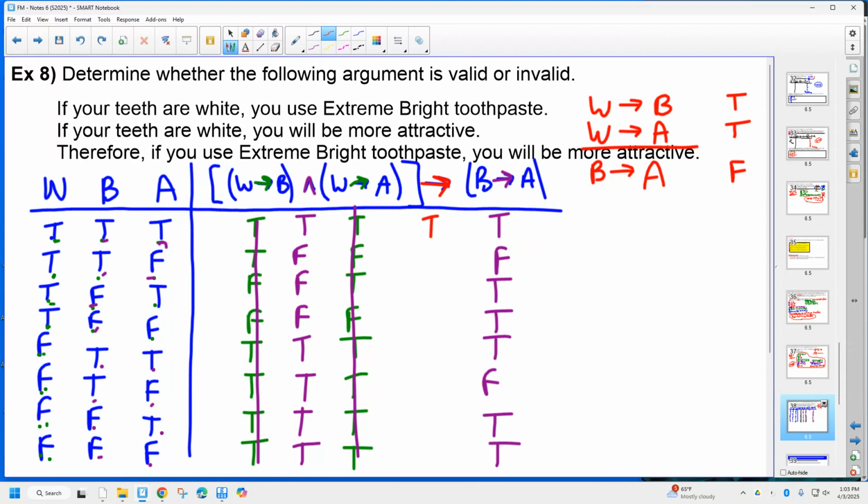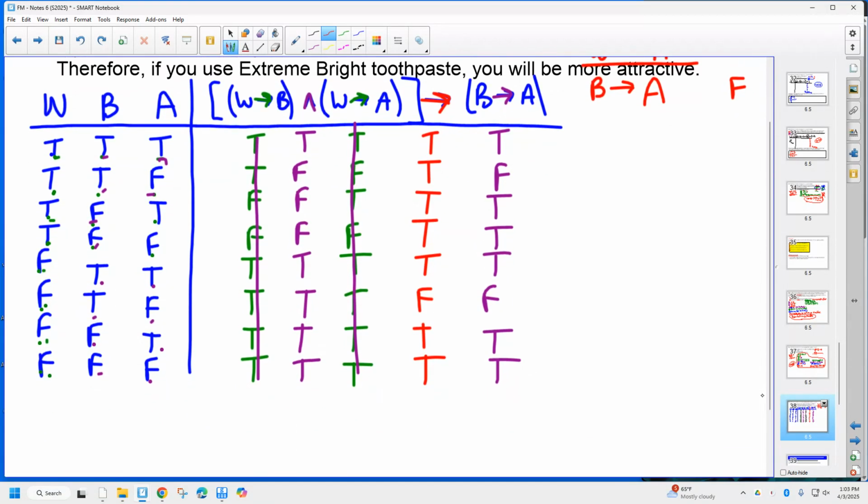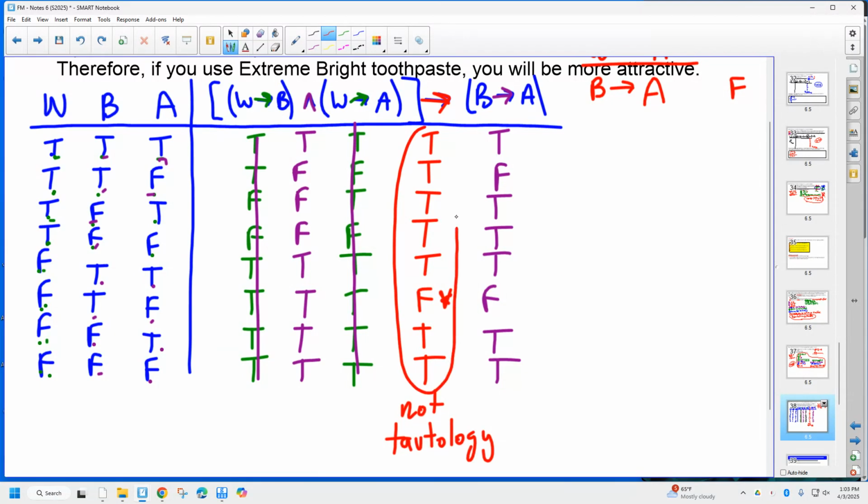True implies true. False implies false. False implies true. False implies true. True implies true. True implies false. True implies true. True implies true. Okay. So what we're looking for, remember, is a tautology. And this is not a tautology because they're not all true. We can look at this and we can say, well, it's not always true, so this is not a tautology. But not only that, we know this argument is invalid because of that.